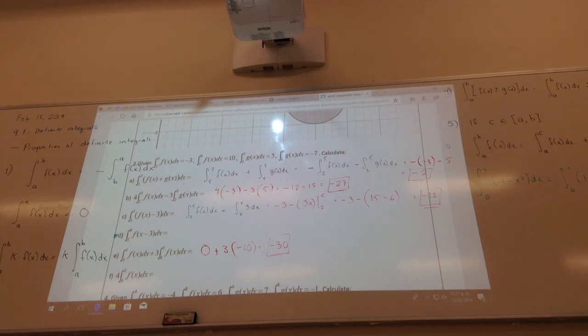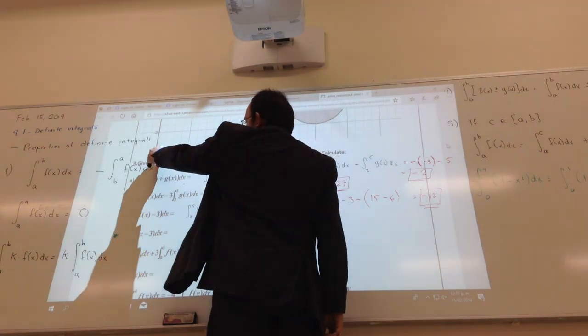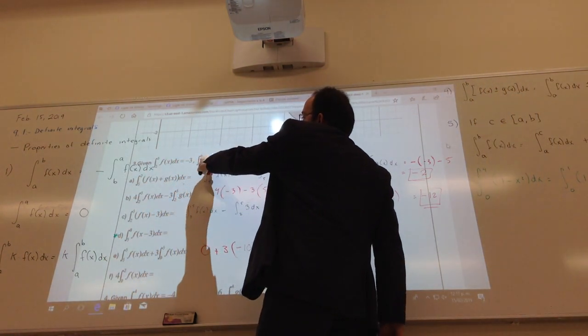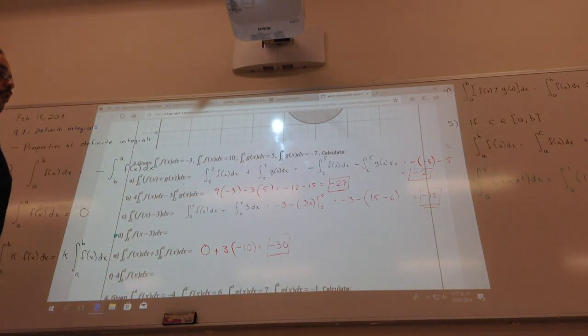Letter F, it says 4 times the integral from 9 to 2 of f of x dx. In this case, do I have an integral from 9 to 2? No. But I have an integral from 2 to 5 of f of x, and another one from 5 to 9 of f of x. So what are we doing here? We're applying the last property, but backwards.